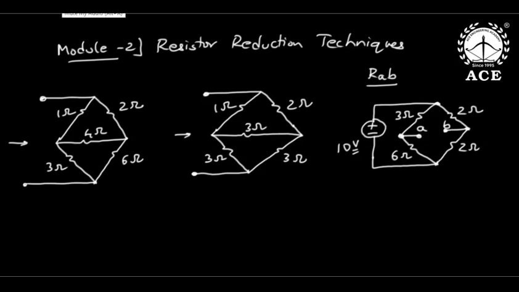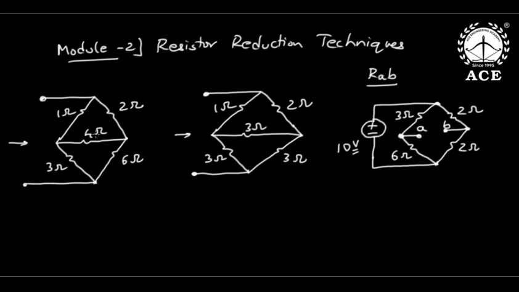Everybody, we are now doing resistance reduction techniques. Reduction is the main heart of circuit theory, because we are learning lumped parameters. In my subject matter, it all starts with lumped parameters, simplifying by lumping. Now, first of all, this first network is a bridge network.